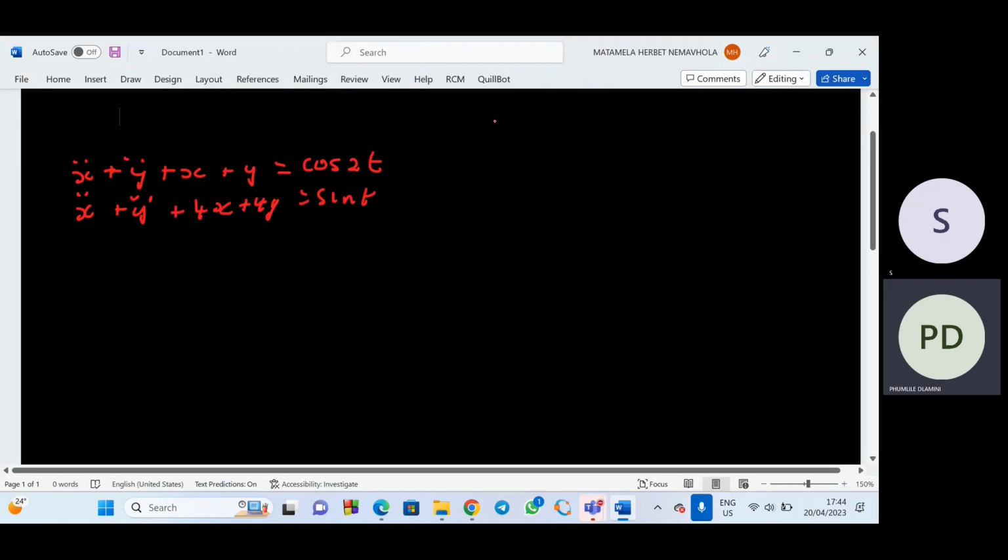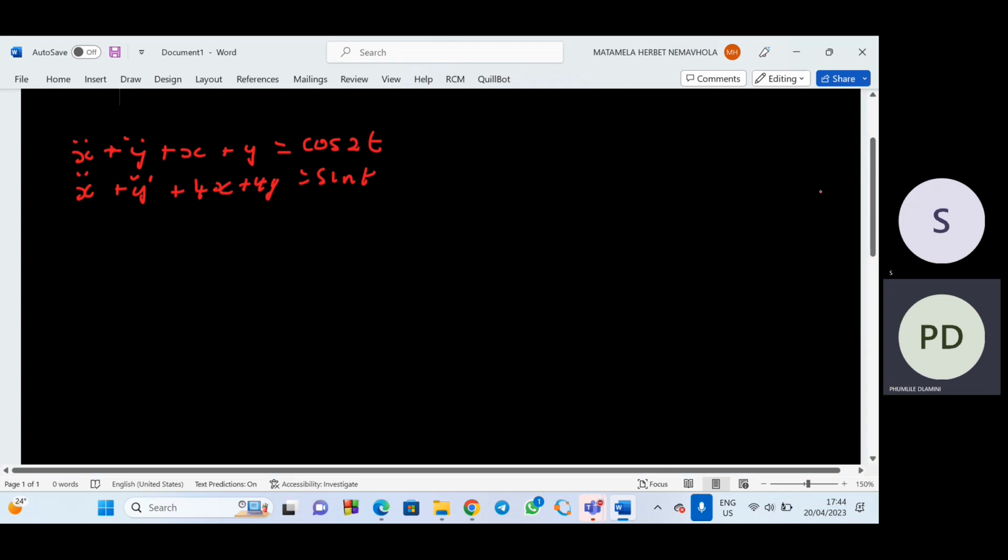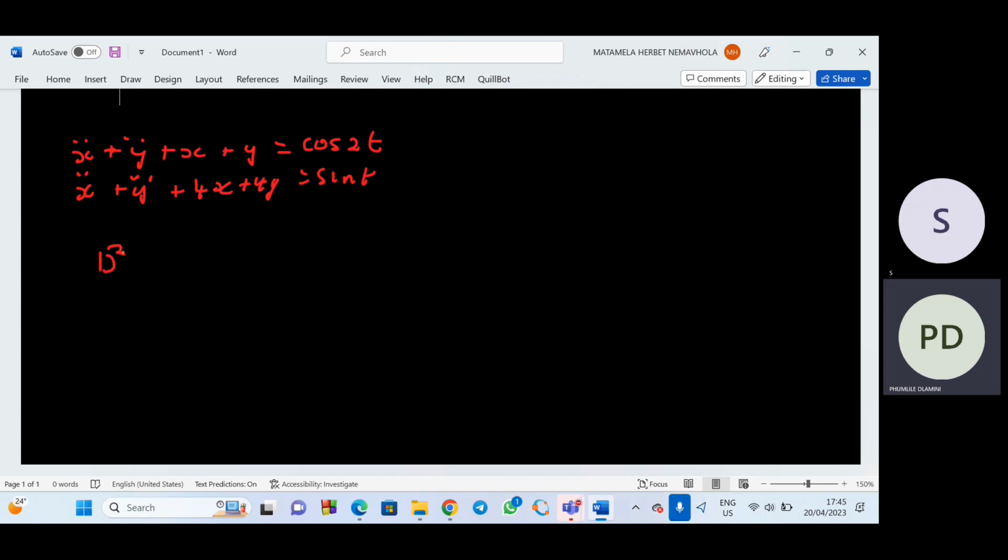The first thing you must know, if you want to know whether the linear system has infinitely many solutions or no solution, is that we have to find the determinant. In order to find the determinant, the first thing I advise you to do is to write this in terms of D. If it's two dots, it's D squared. If it's one dot, it's just D.